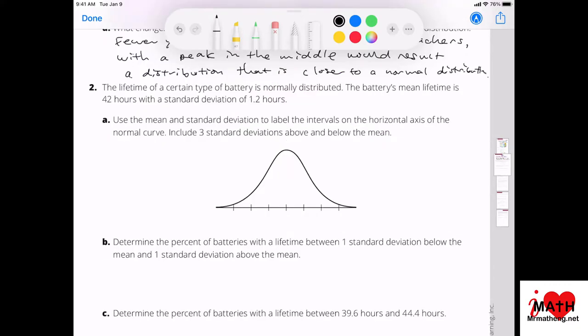Number two, the lifetime of a certain type of battery is normally distributed. Remember, normally distributed is this kind of ghost looking graph here, bell curved, symmetrical on both sides. The battery's mean lifetime is 42 hours, so right in the middle, the mean is 42 hours with a standard deviation of 1.2 hours. Use the mean and standard deviation to label the intervals on the horizontal axis of the normal curve.